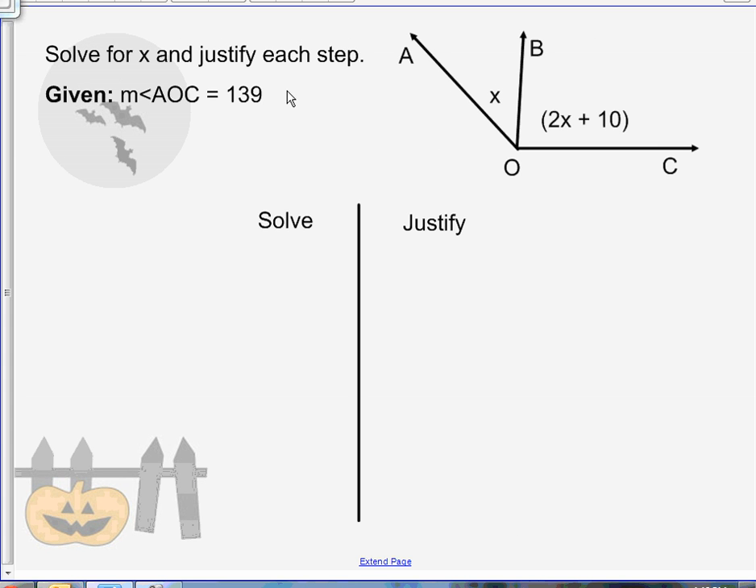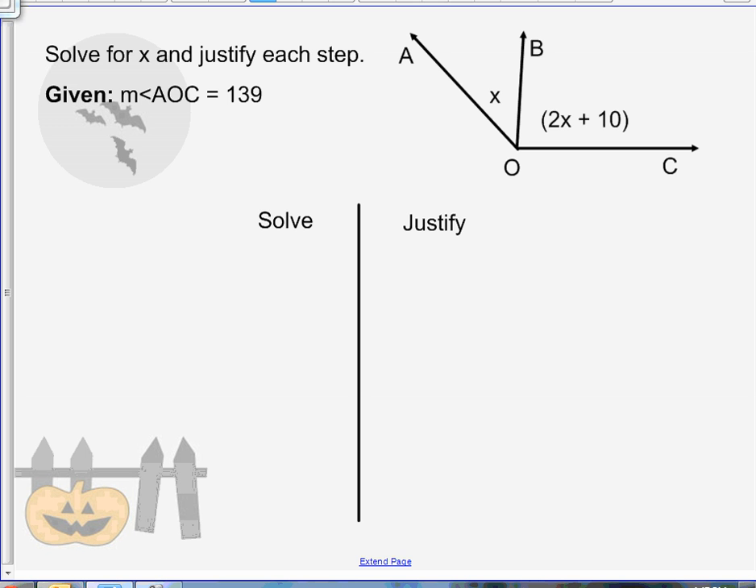So we've solved for x and justify each step. Okay? So we're going to take this. We have angle AOC, which is given that that whole measurement equals 139. Now we know that angle AOB and BOC, AOB equals x and BOC equals 2x plus 10. So we're going to go through and we're going to solve it.